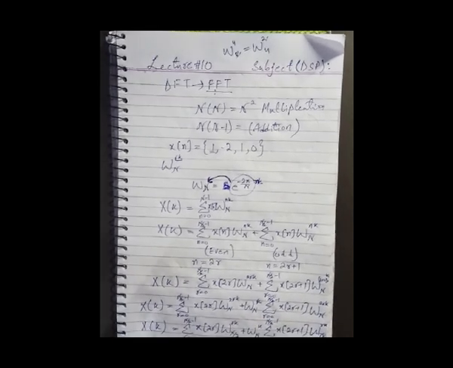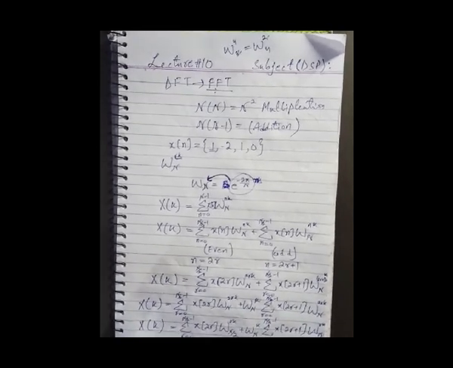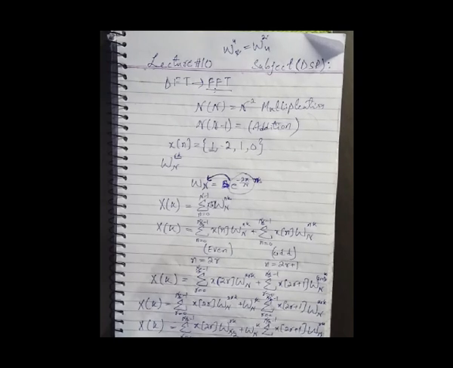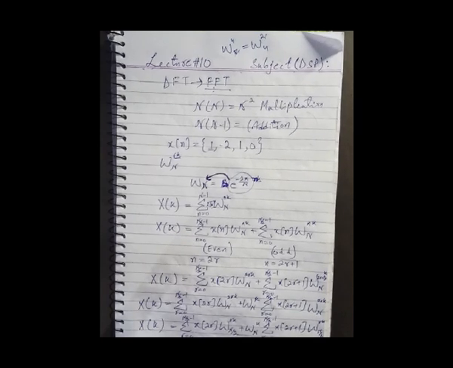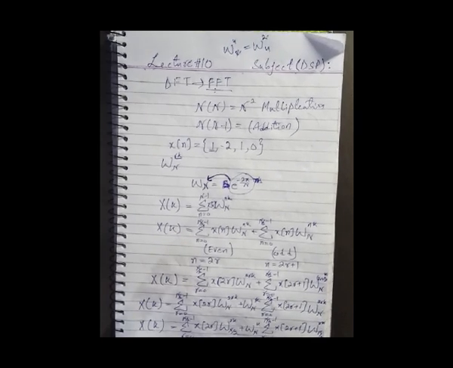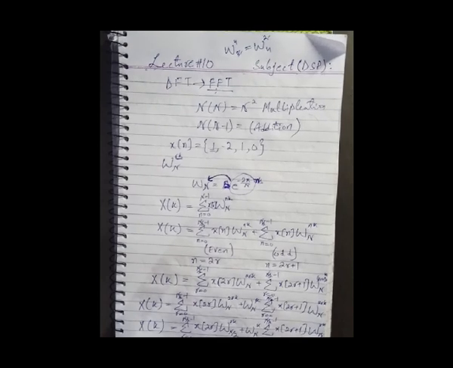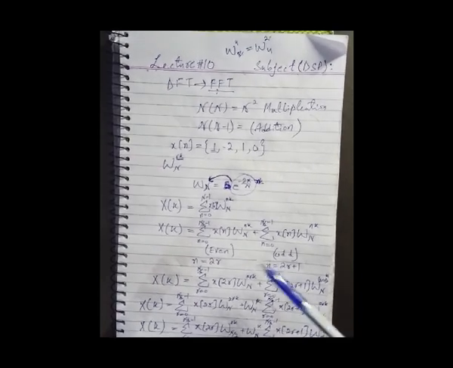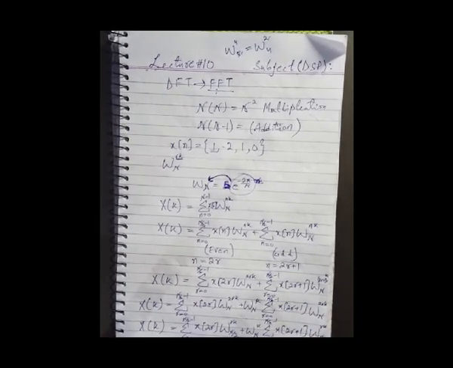Now we can write this equation as X of k is equal to E of r plus W_N^k into O of r. So we have decomposed the Fourier transform in terms of E of r plus W_N^k and O of r.